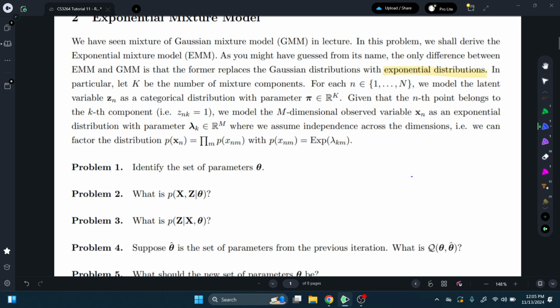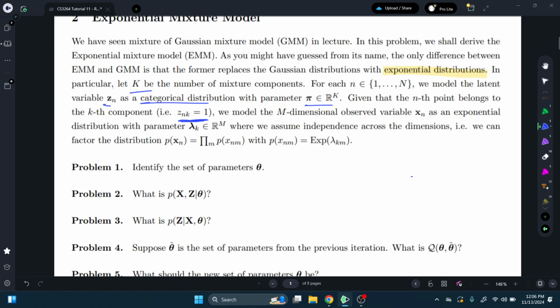Okay, so here we define K as the number of mixture components. Then for each n from 1 to capital N, the number of data points you have, we model the latent variable as a categorical distribution with parameter pi. This pi itself is a vector of dimension K. K is the number of mixture components, or classes, that you will have. Then we denote z_nk equals 1 if the nth point belongs to the kth component, or the kth mixture.